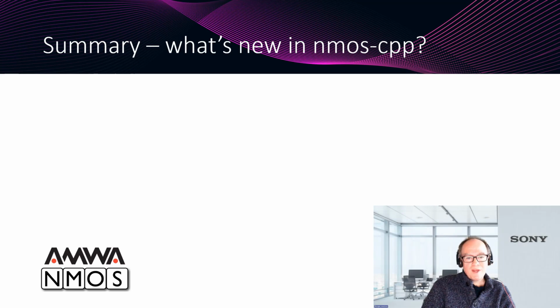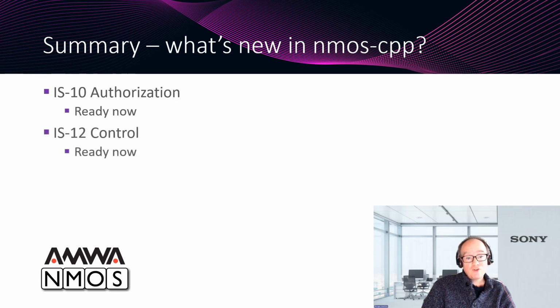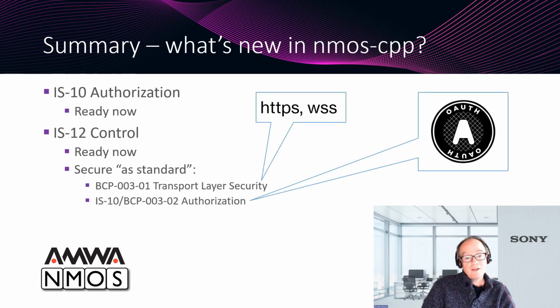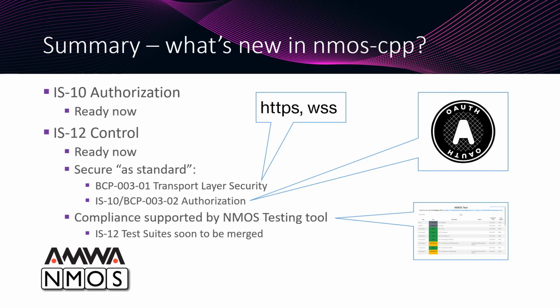In summary, what's new in NMOS CPP? IS10 authorization is ready now and available. IS12 control is also ready and available. It's secure as standard using BCP 00301 transport layer security and IS10 and BCP 00302 authorization. All of this is supported by compliance test suites and the NMOS testing tool to help ensure interoperability.